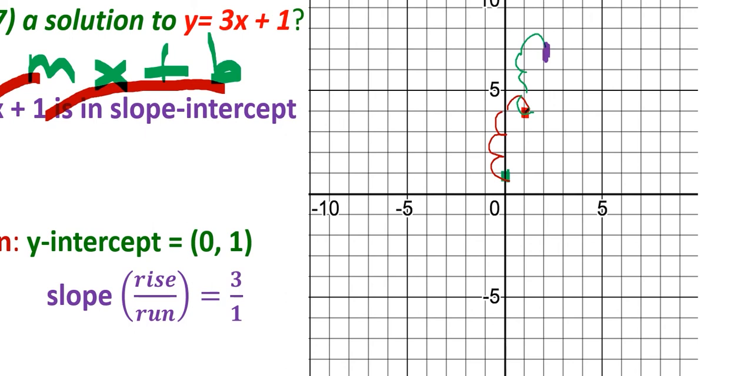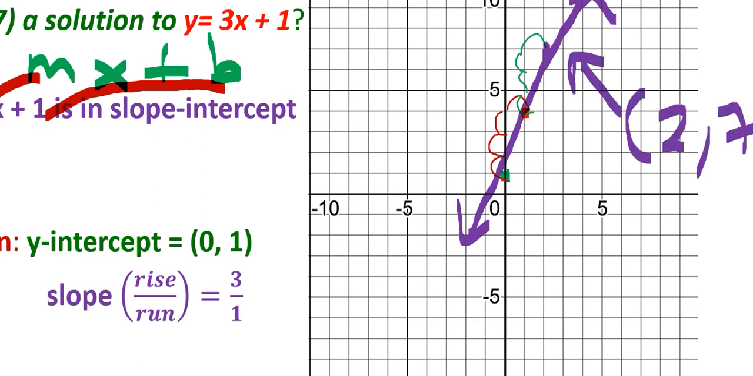Now if we connect it, we can keep going, or we can go down 3 and left 1. We see this point. I'm stopping here because it's on the line. This is 2, 7. It's on the line, so it's a solution because it lies on the line.